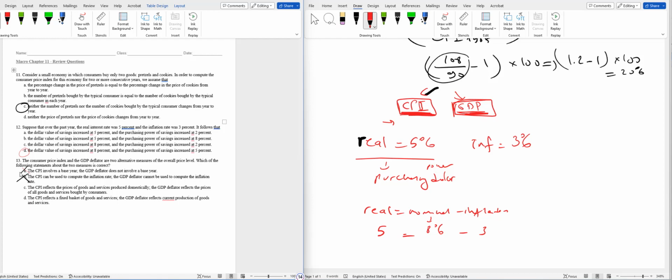The CPI reflects the prices of goods and services produced domestically, the GDP deflator reflects the price of all goods and services bought by consumers. It should be reversed, right? And the CPI reflects a fixed basket of goods and services, and the GDP deflator reflects current production. This is correct. CPI has a fixed basket, but GDP could change from one year to another depending on the number of goods and services produced in a year.